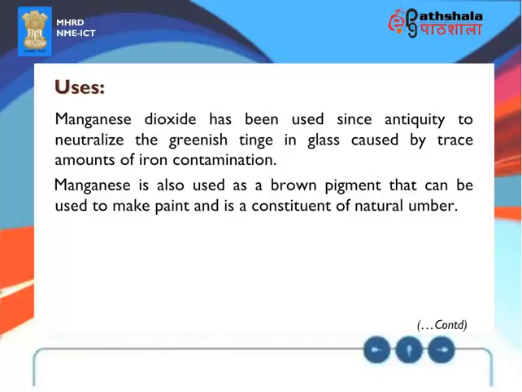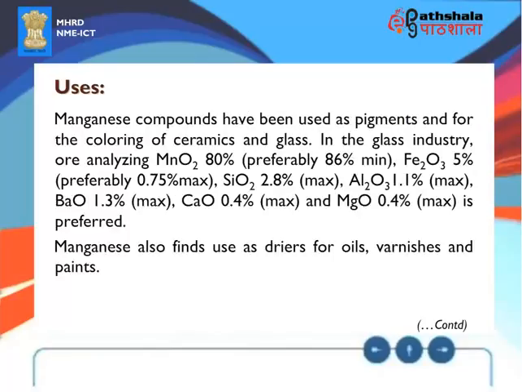Manganese dioxide has been used since antiquity to neutralize the greenish tinge in glass caused by trace amounts of iron contamination. Manganese is also used as a brown pigment that can be used to make paint and is a constituent of natural umber. Manganese compounds have been used as pigments and for the coloring of ceramics and glass.